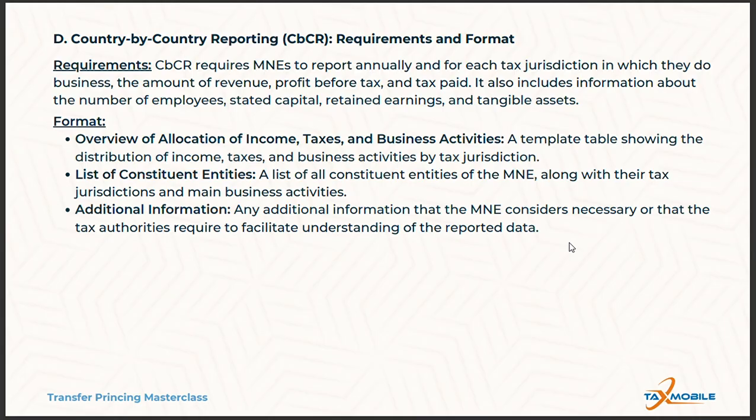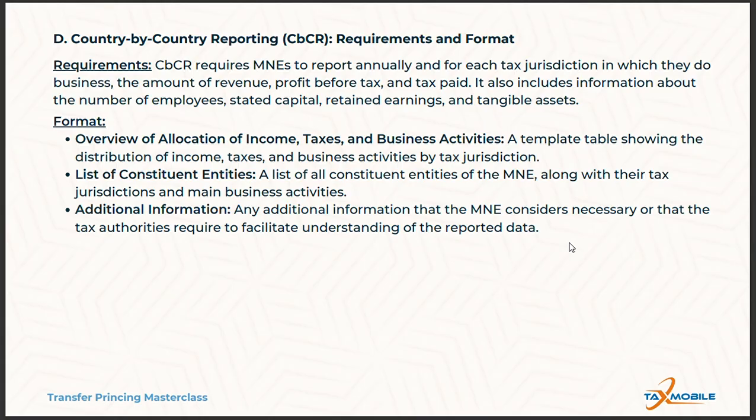So let's look at the content of it. The contents include the overview of allocation of income, taxes, and business activities. So revenue, profit, and tax paid. The CBCR must include the total revenue, profit before income tax, and income tax paid in each tax jurisdiction where the multinational enterprise operates. Number two, number of employees and tangible assets is also very important. And also the list of constituent entities. But let me talk about the number of employees and tangible assets. Multinational enterprises are required to report the number of employees, tangible assets, and retained earnings for each jurisdiction.